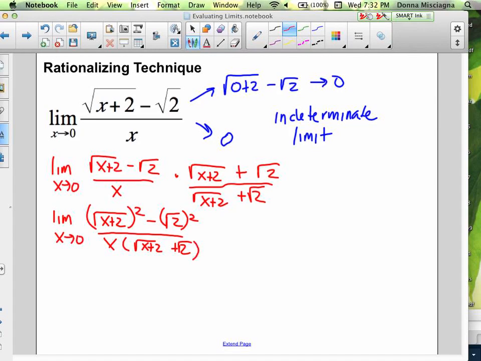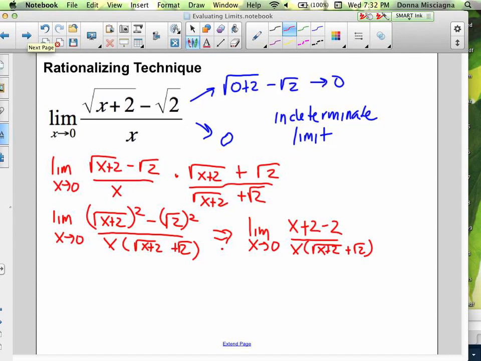All right, so now we'll just simplify that. That's the limit as x approaches 0. Now the square and square root cancel. That's just x plus 2, and the square root of 2 squared is just a minus 2. And in the denominator, we have x times the square root of x plus 2 plus the square root of 2.